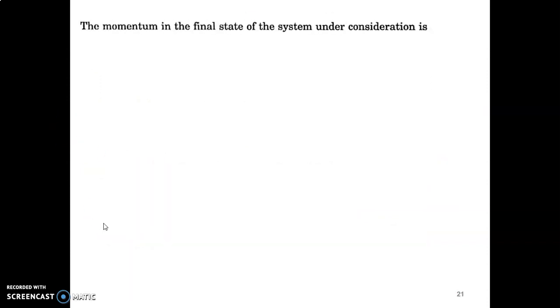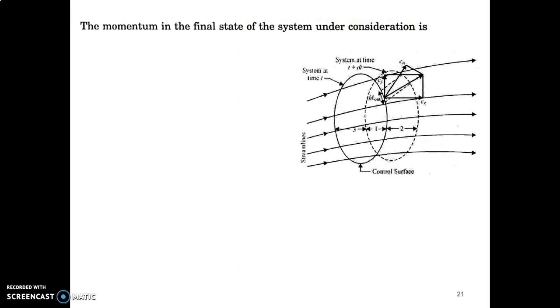Now, the momentum in the final state of the system under consideration. We will consider the same diagram, and we will be considering the momentum here. In the previous case, we considered the mass, conservation of mass. Now we will consider the momentum. So in the second instance, that means the system at time t plus dt, that will be the final state, right? The system at time t plus dt will be our final state.